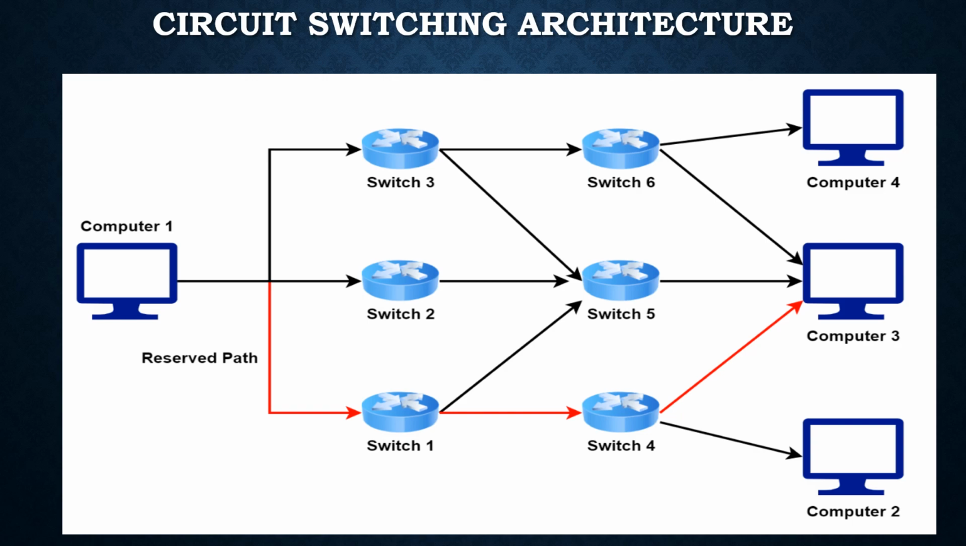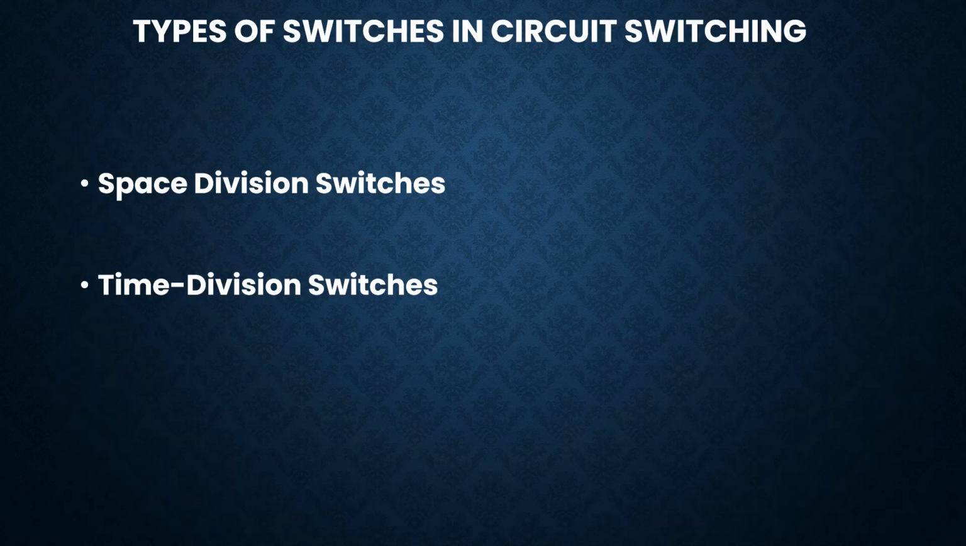Let us see some examples of circuit switching networks. First, we will see the types of switches in circuit switching. There are two types of switches available: space division and time division. Space division switching is a technique of circuit switching where the paths in the circuits are separated from each other spatially. This technology is used for analog as well as digital networks.